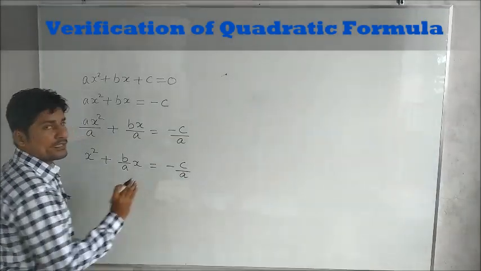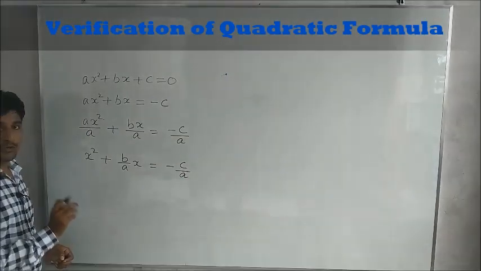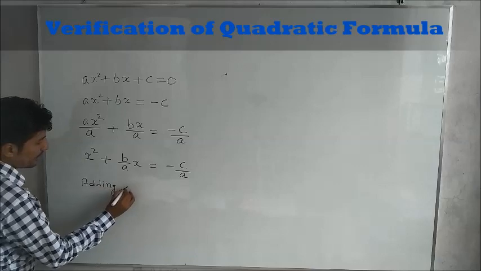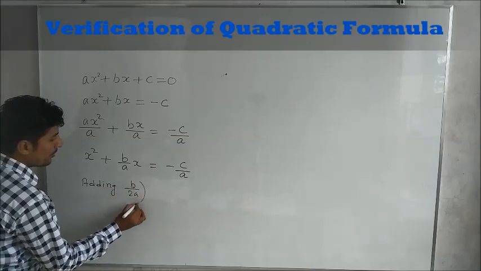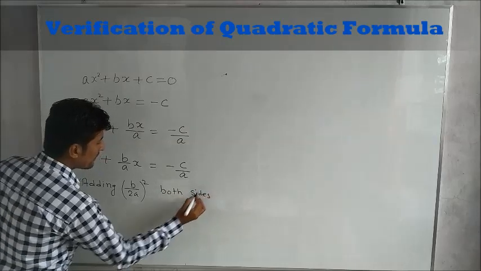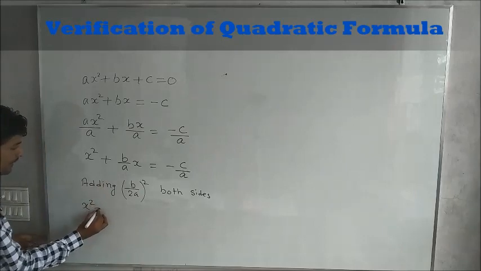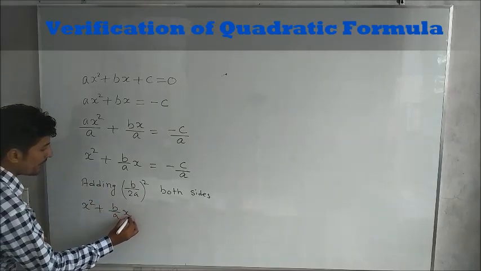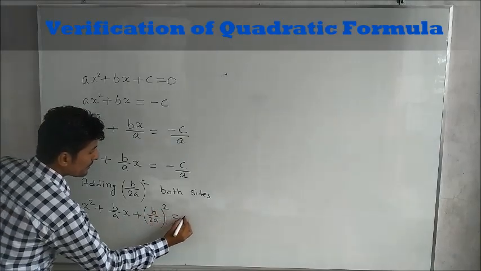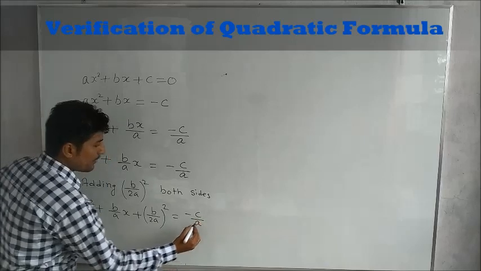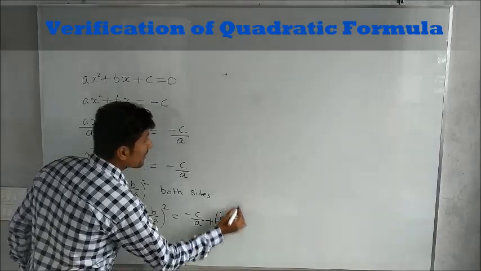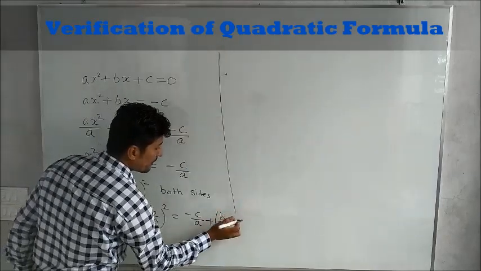After getting this equation, then we will add b upon 2a whole square both sides. So we can write here x square plus b upon a into x plus we are going to add b upon 2a whole square equals to minus c upon a, where also we are adding b upon 2a whole square. Now let us see the resultant equation.